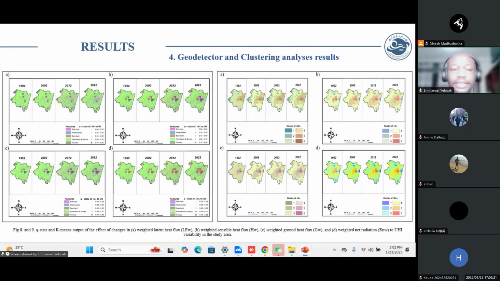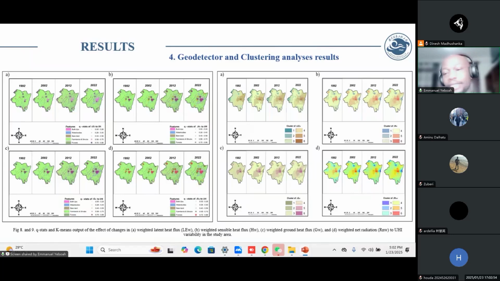But as we move closer to the city, the influence of latent heat is very scanty or very small, which basically shows that indeed Chongqing has experienced significant change across the past 30 years as a result of, as I said, land use, land cover changes, which is fueled by urbanization. But in contrast, B, C, and D tell us a different story, whereby sensible heat becomes more prominent, as well as ground heat, and of course, net radiation.